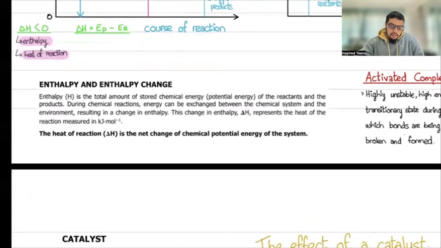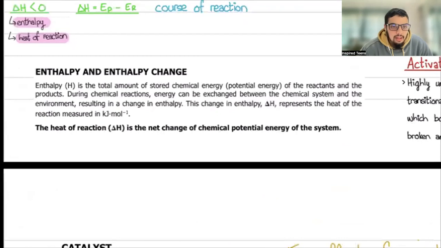Okay, now let's have a look at this. We talk about enthalpy and enthalpy change. Enthalpy is the total amount of stored chemical energy or potential energy of the reactants and the products. During chemical reactions, energy can be exchanged between the chemical system and the environment, resulting in a change in enthalpy. This change in enthalpy, delta H, represents the heat of the reaction, measured in kilojoules per mole. The heat of the reaction is the net change of the chemical potential energy of the system.